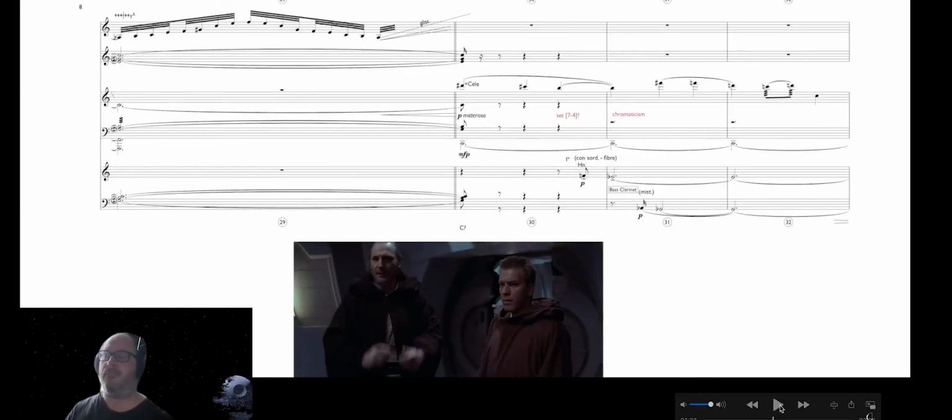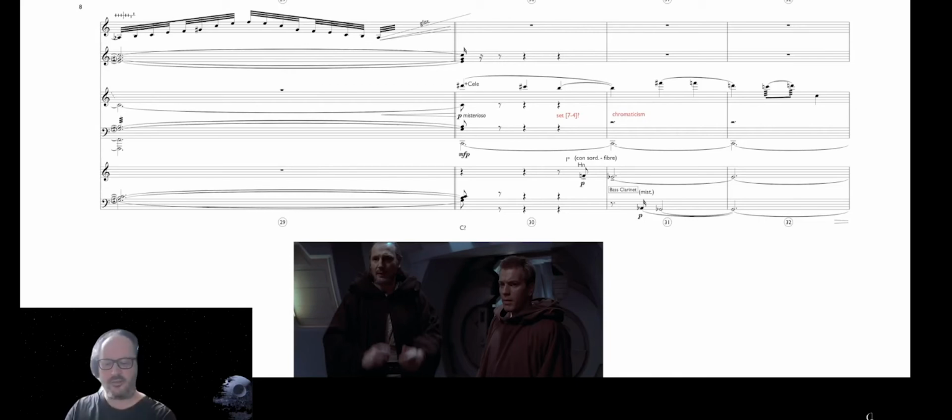And as they take their hoods off, we get this extraordinary sort of harp glissando. So we've got, you know, very much an augmented chord going on at the same time. And this extraordinary augmented chord again, or hexatonic set, I suppose you would call it, as the Jedi are revealed as well.